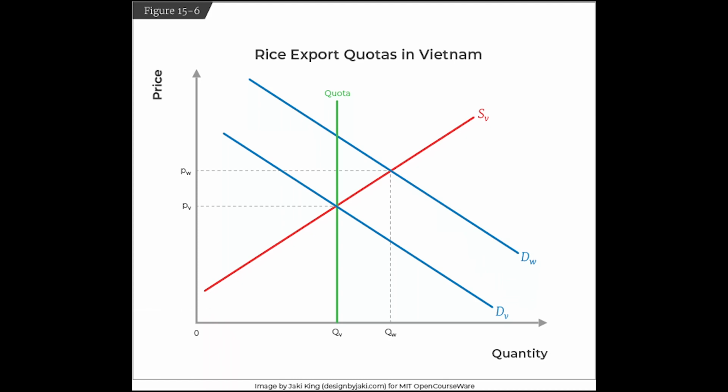When they liberalized trade, suddenly Vietnam could sell to a much larger market. They could sell to the world market, D sub W. That's a bigger market. So they were able to shift up their supply curve and sell more rice, because now they're selling to the whole world, not just to Vietnam. You don't need to understand the graph so much as the intuition: if you give someone a bigger market, they're going to make more stuff.